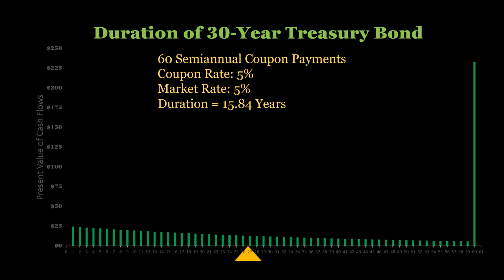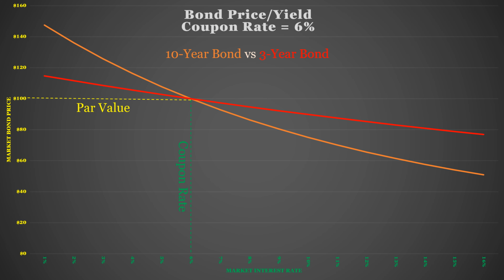Graphically, the duration of a bond can be envisioned as a fulcrum placed under a seesaw so as to balance the weights of the present values of the coupon payments and the principal payment. This graph shows the greater interest rate sensitivity of long-term bonds over short-term bonds. The curve for the 10-year bond is steeper than the curve for the 3-year bond, which means it varies in price more as interest rates change.